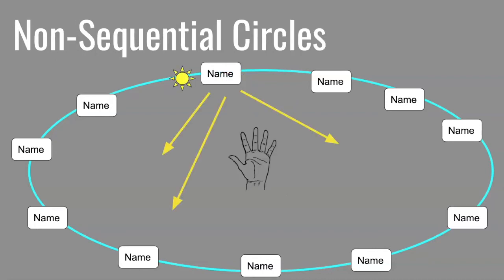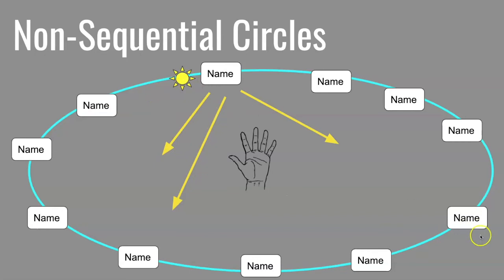You can also do circle conversations in a non-sequential way. Sometimes this is where you don't want to lock students into a specific order. You want the conversation to flow a little bit more naturally. You still generally, if this was face-to-face, would have a talking piece, but that talking piece might get thrown around into different directions.